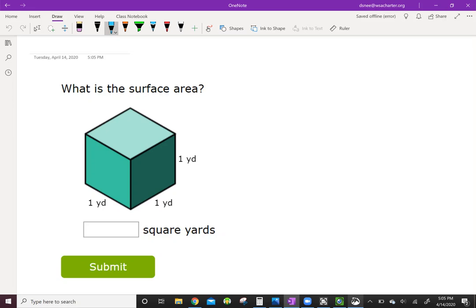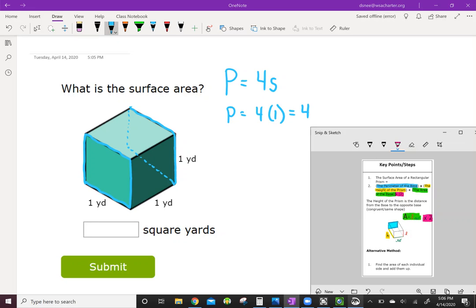Okay, if I just draw a line around one base right here, okay, then my other base is going to be on this opposite side. Okay, it's like right there. That's my other base rectangle or square. It's actually 1 by 1. So the perimeter P is equal to 4 times S. Okay, and my side is equal to 1, so P is equal to 4 times 1, so the perimeter is equal to 4. Now, this equation told me that I need to multiply that by the height of the prism.